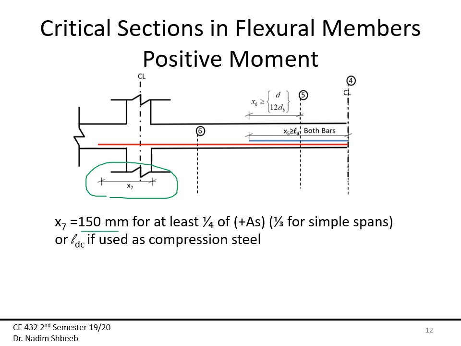This always extends into the next column, at least 1/4 of the area of steel, and it is 1/3 for simple span. So for continuous, 1/4 always has to extend in there. If this is compression steel, so if we actually have a doubly reinforced situation occurring here, then I will no longer use the 150 millimeters, and I actually have to calculate the development length for compression.